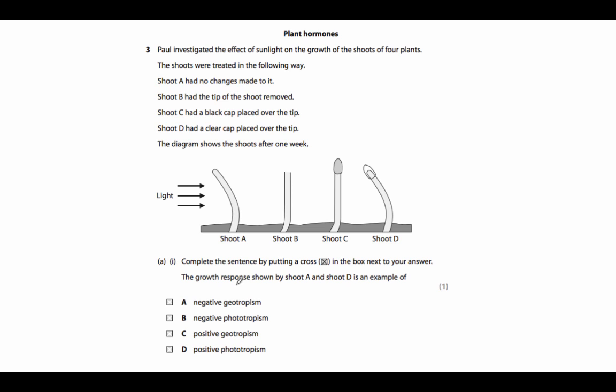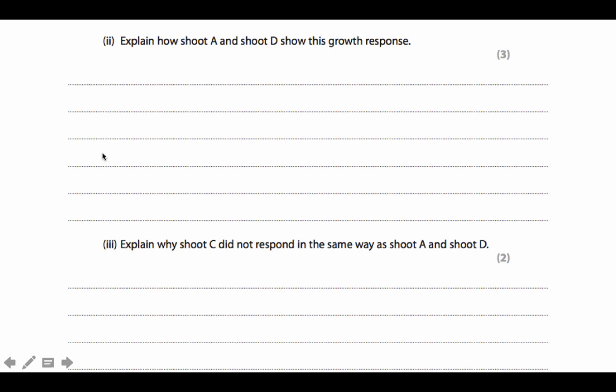The growth response shown by shoot A and shoot D, what's this called? Positive phototropism. Positive means it's towards the light. Negative phototropism would mean away from the light. Explain how shoot A and shoot D show this growth response.